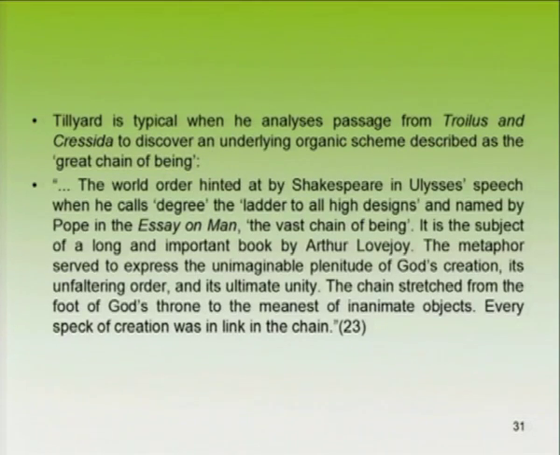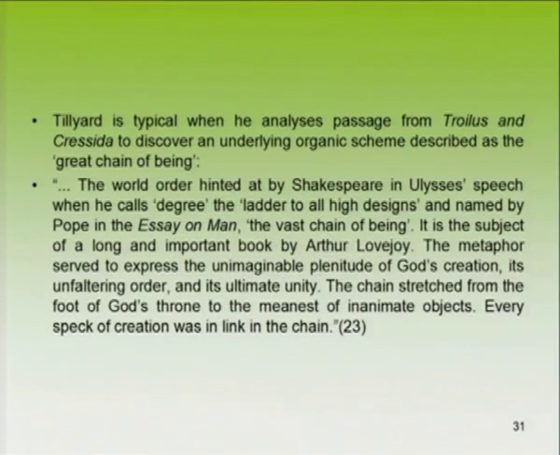Tillyard is typical when he analyzes passages from Troilus and Cressida to discover an underlying organic scheme described as a great chain of being. The world order hinted at by Shakespeare in Ulysses' speech, when he calls degree the ladder to all high designs, and named by Pope in the Essay on Man the vast chain of being. So, he gives an explanation of how one takes to the old sources. The metaphors have to express the unimaginable plenitude of God's creation, its unfaltering order and its ultimate unity. So, the chain of being goes from the height to the lowest ladder, the chain stretched from the foot of God's throne to the meanest of inanimate objects. Every speck of creation was a link in the chain.